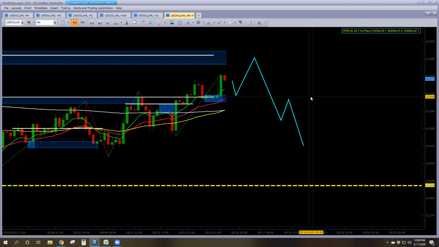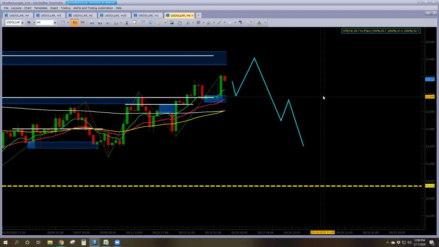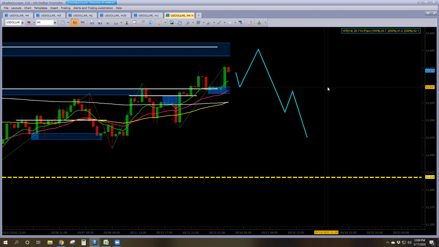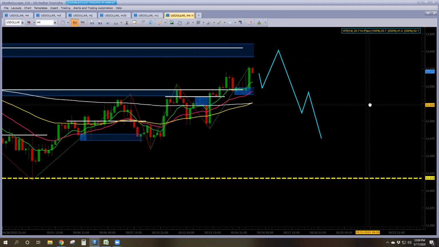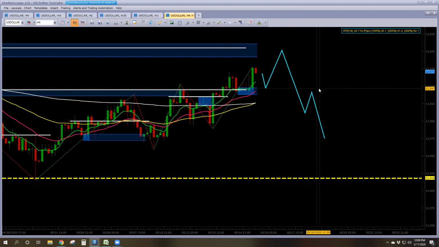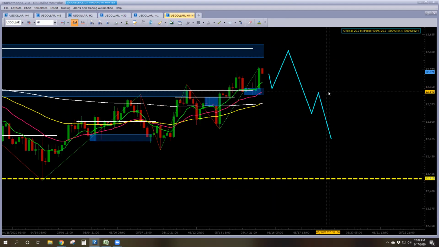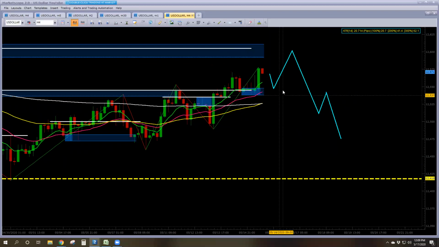This is the beauty of studying these higher time frames, because it should give you that extra added confidence. Let's just say I'm going to pick the euro dollar in this case. Once you're going long on the euro dollar, this is the game plan, this is how it's going to work out.